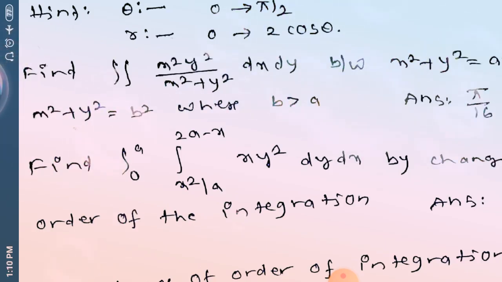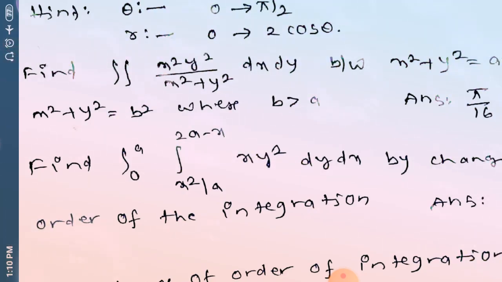X equal to a means somewhere on the x axis, a point you just locate it. And for the next equation, y equal to x square by a. From that, x square equal to ay. It is nothing but a parabola equation. X square equal to ay is a parabola symmetric about the y axis. So just draw one parabola symmetric about the y axis.